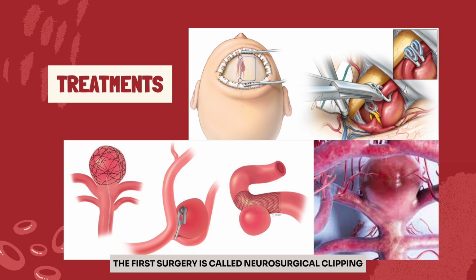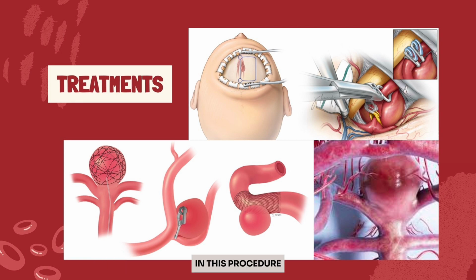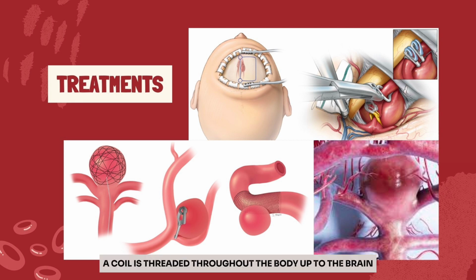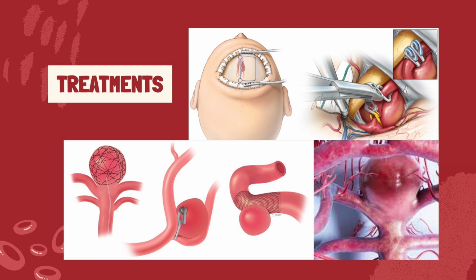The first surgery is called neurosurgical clipping, which is an open brain surgery. In this procedure, the surgeon clips the artery that the aneurysm is formed on to prevent any further blood flow. The second surgery considered is endovascular coiling. In this procedure, a coil is threaded through the body up to the brain, blocking blood flow to the aneurysm.